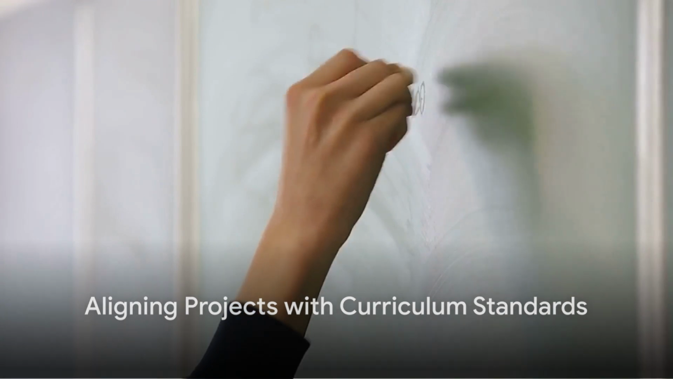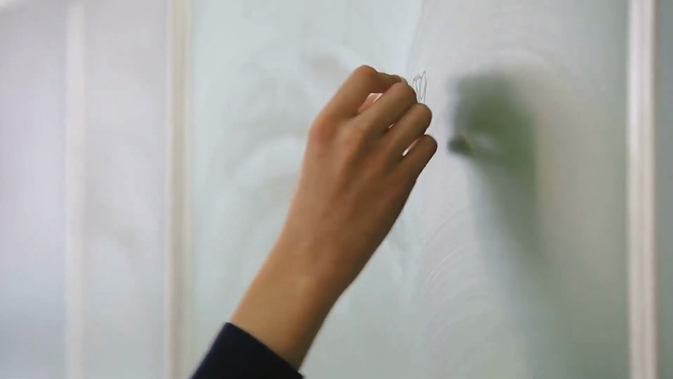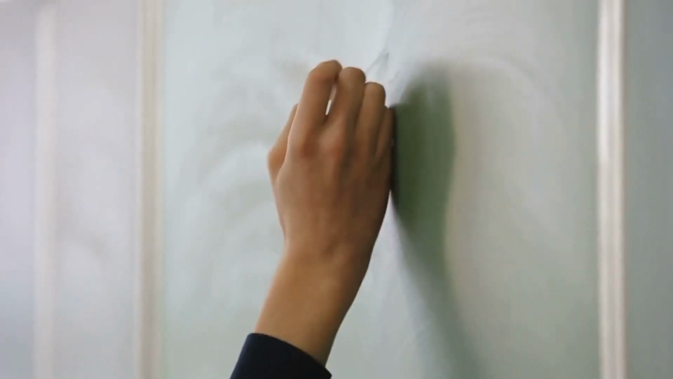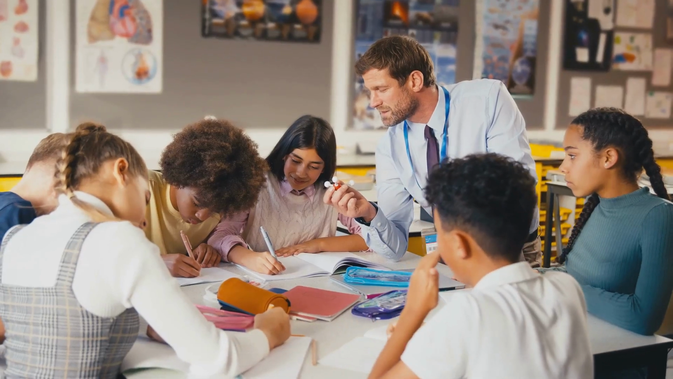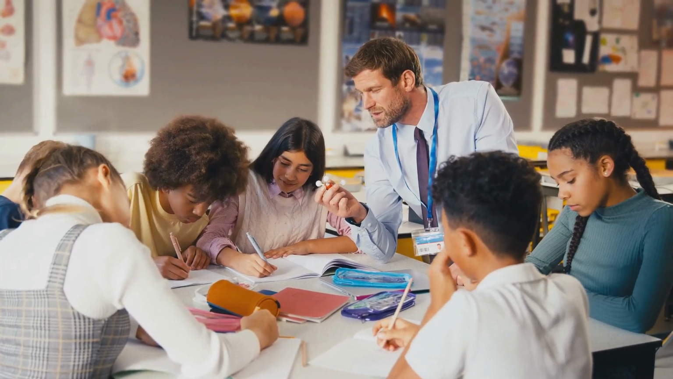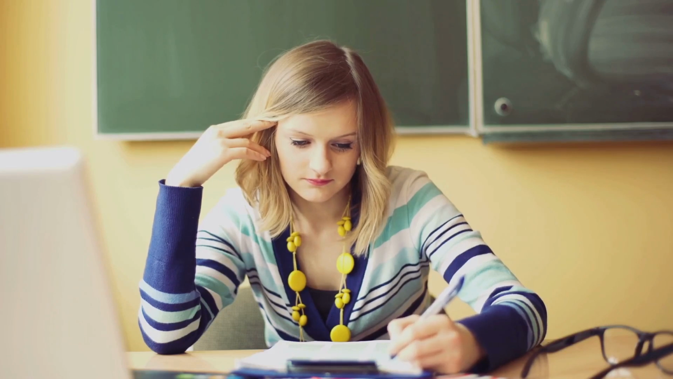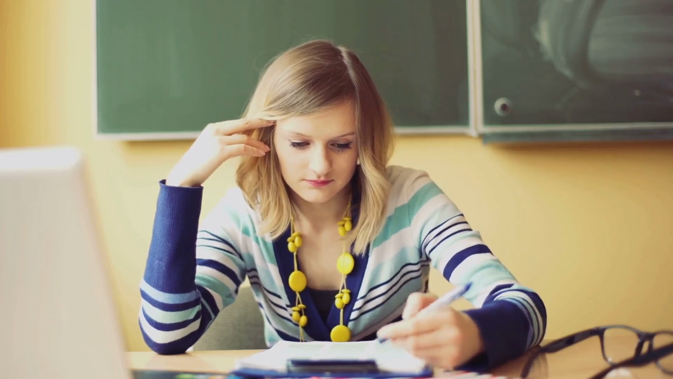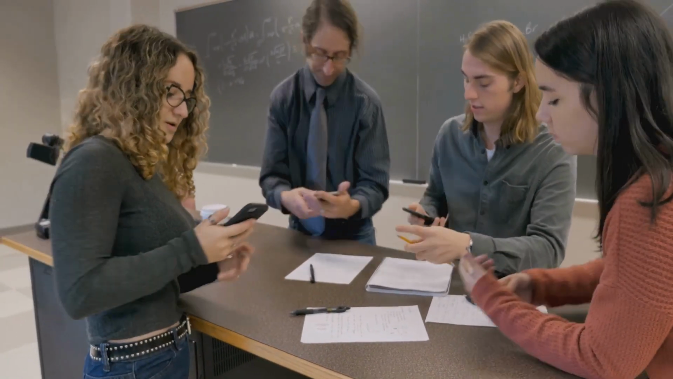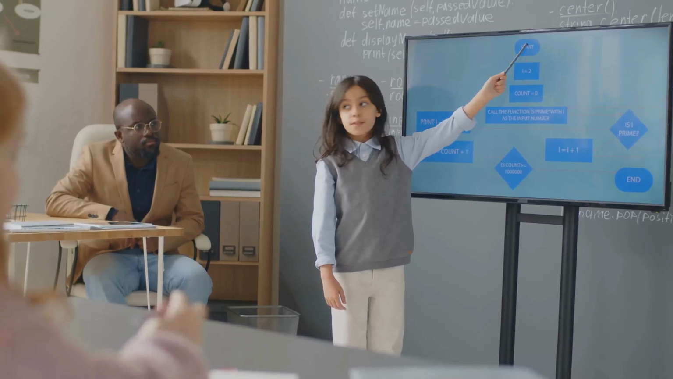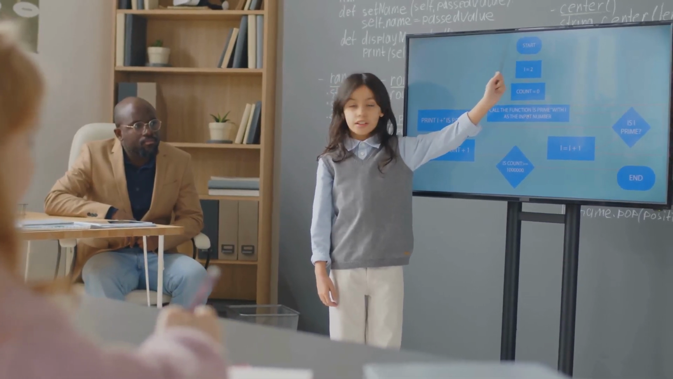One of the most critical aspects of PBL is ensuring your project aligns with curriculum standards and learning objectives. This provides the structure and academic rigor your students need. To start, identify the key knowledge and skills your students should develop during the project. What are the essential outcomes you want them to achieve? Once you know this, you can map your project to these objectives.